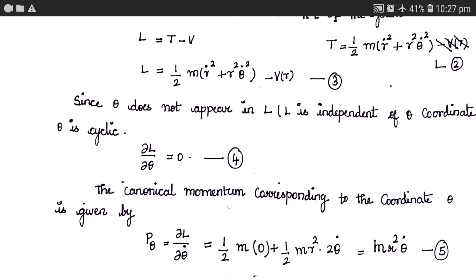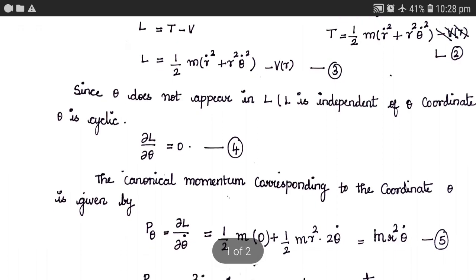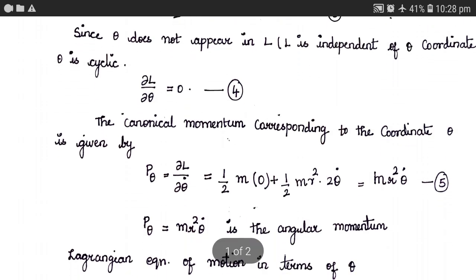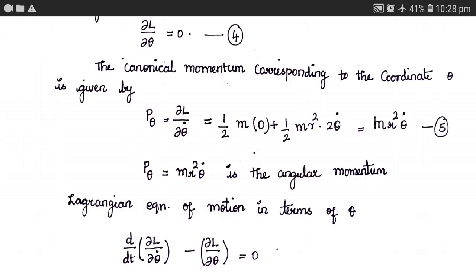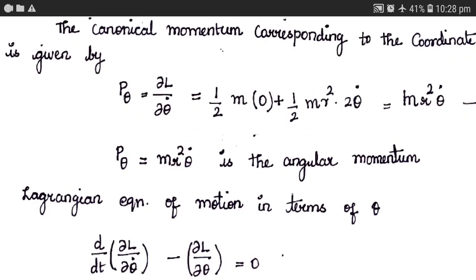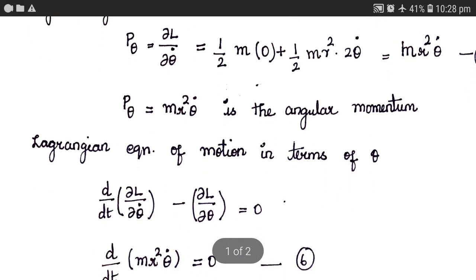So it is half into m into 0 plus half into m into r square. In equation 3, you can see in the second term we have a theta dot. So ∂L/∂theta dot, since it is a theta dot, we have to differentiate it. Differentiating, we get 2 into theta dot. The third term is minus V of r. Since it does not involve theta dot, we are not differentiating. So we are left with m r square theta dot. So 2 and 2 get cancelled. We are left with m r square theta dot, represented as equation 5 here. This again, by the definition of central force, this m r square theta dot is nothing but the angular momentum of a particle moving under the central force.